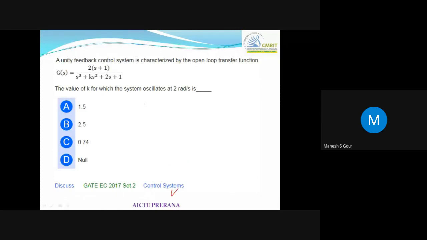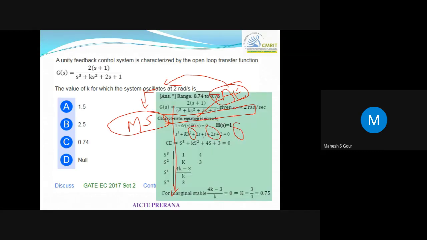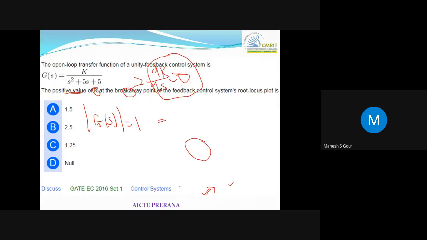Whenever the word oscillations comes in control systems, you should conclude that it is marginally stable. Marginally stable system. As you have seen in the RH criteria, when 0, 0, 0 was coming, we choose the previous row's values for the auxiliary equation, right? That equation will be used for finding the oscillations. If you solve more GATE problems, you will understand the link between each parameter.